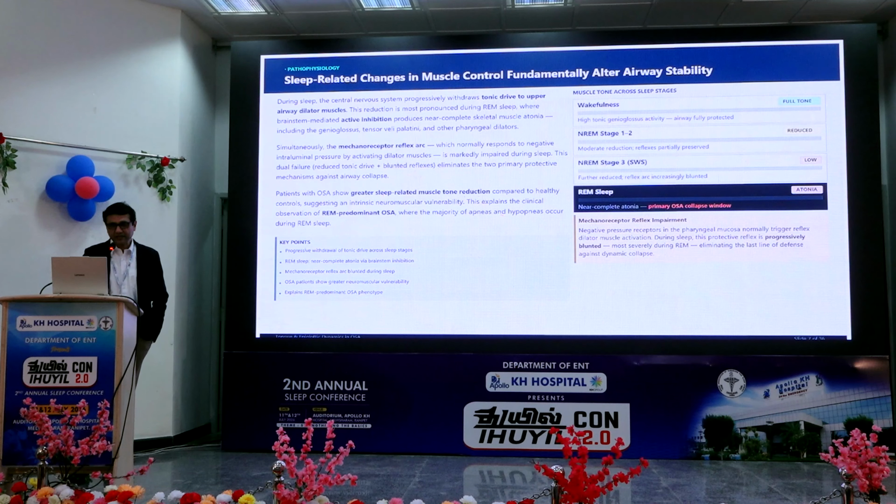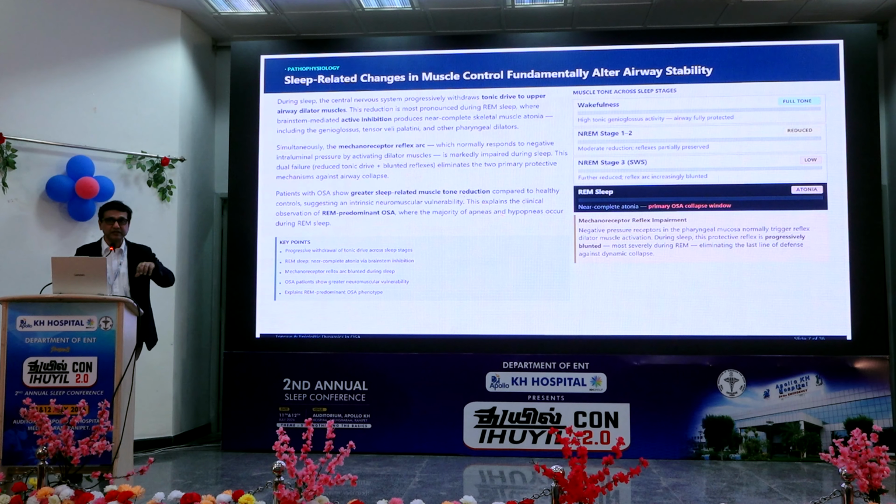Another thing is the mechanoreceptor reflex arc. There are a lot of mechanoreceptors situated in the pharyngeal airway. This mechanoreceptor stimulation is less in REM sleep; there is no stimulation from these mechanoreceptors. The tone from the central nervous system as well as the mechanoreceptor reflex arcs, both are very important to maintain the tone of the tongue muscle. Both are very much reduced in REM sleep. So REM sleep is the more notorious phase of sleep, causing more collapse and more apneic episodes.